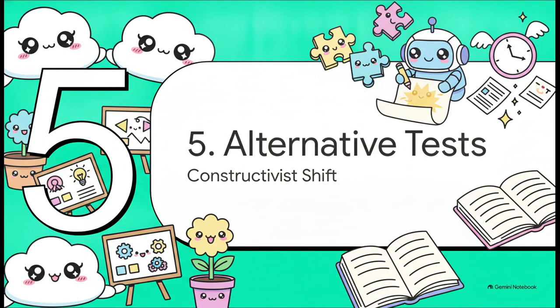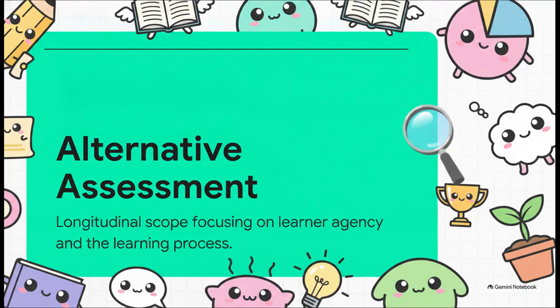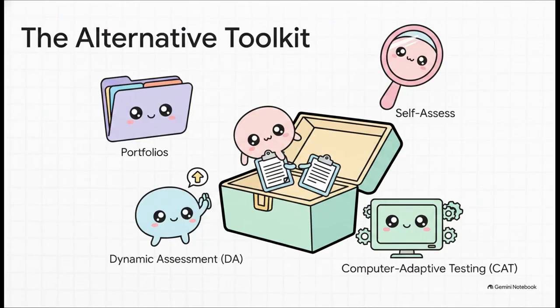Finally, we reach Section 5, the absolute edge of our taxonomy, alternative assessments. In this space, the learner isn't just a passive subject sitting for a 2-hour exam on a Tuesday morning. They become an active participant in measuring their own growth over time. The focus shifts to the messy, beautiful process of learning itself, rather than just a one-off final product. Let's rapidly unpack this alternative toolkit.